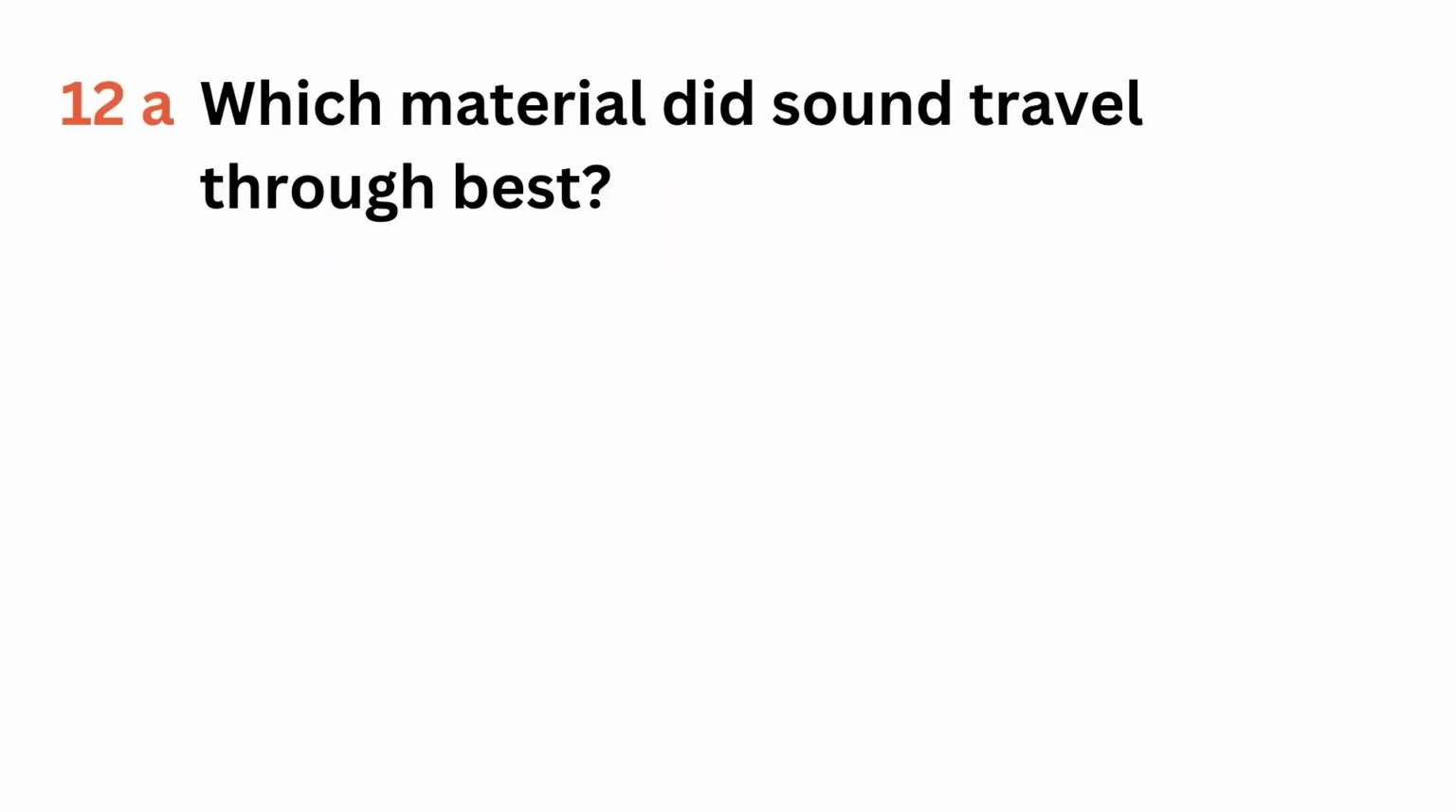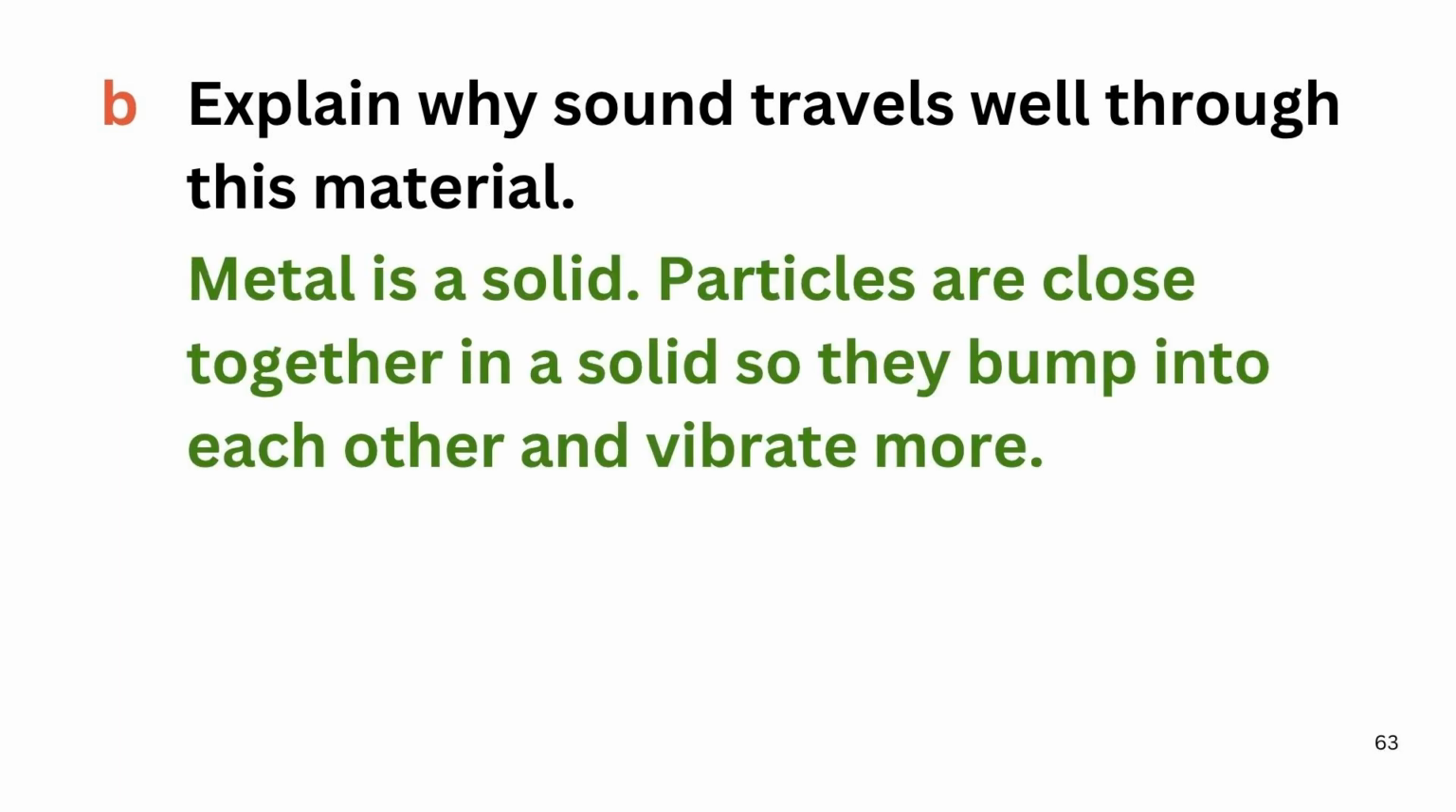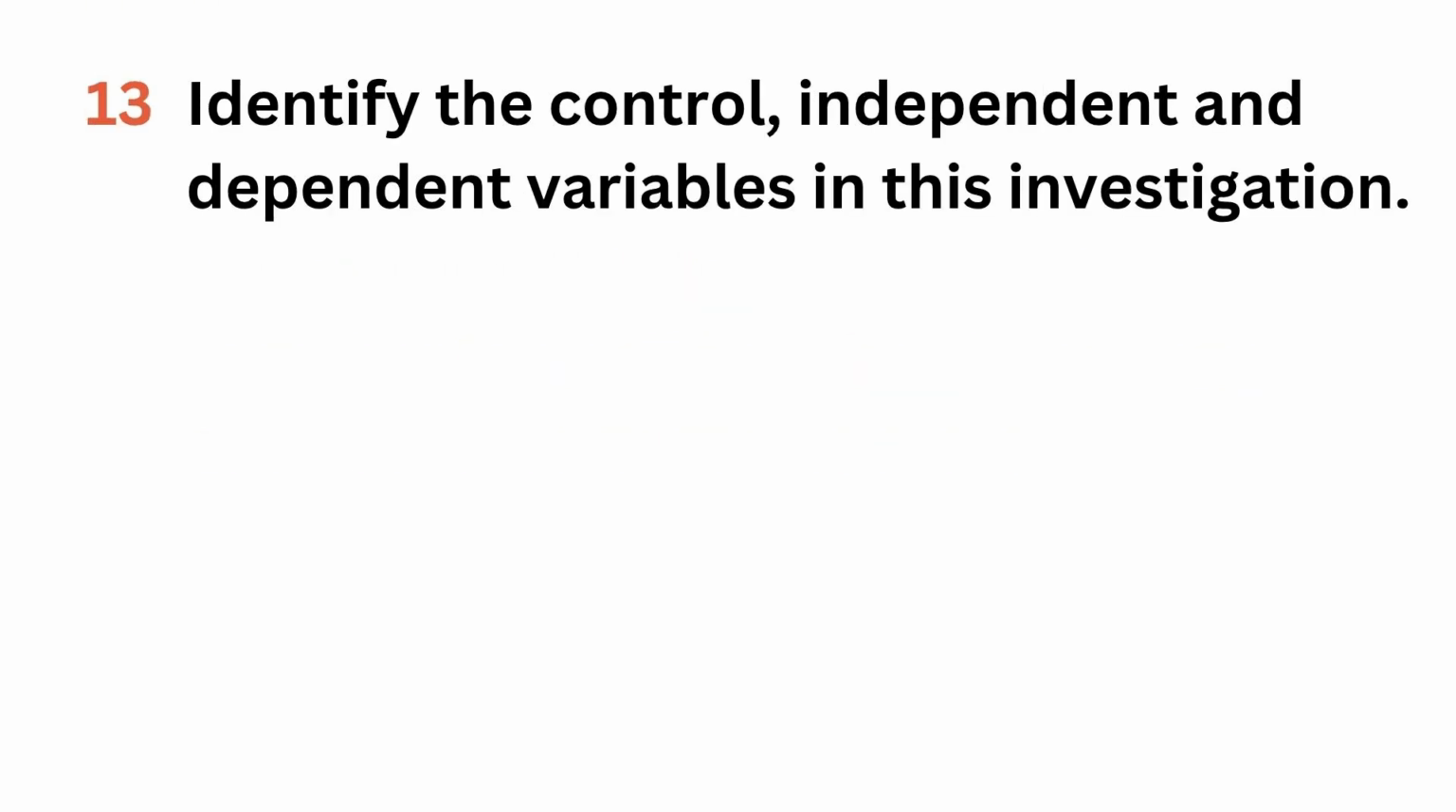Question 12a. Which material did sound travel through best? Metal. Question B. Explain why sound travels well through this material. Because metal is a solid, particles are close together in a solid, so they bump into each other and vibrate more. Question 13. Identify the control, independent, and dependent variables in this investigation.